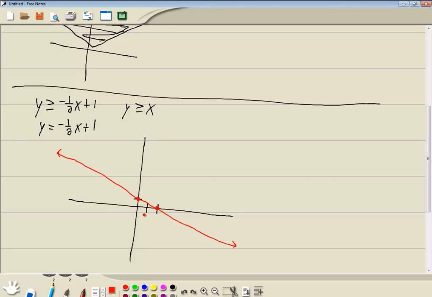Tilt your head sideways. I don't know. Oh, I had my tablet turned sideways.